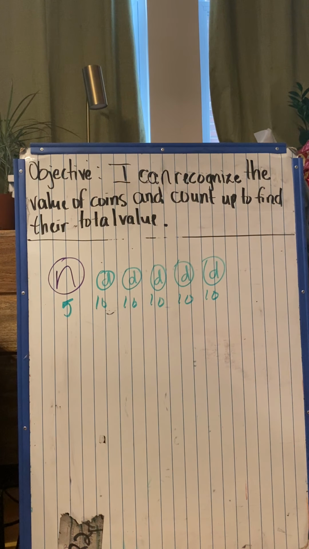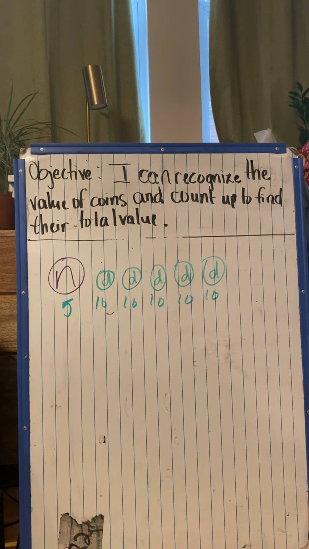Now this time I'm going to exchange my 1 nickel for a quarter. This time I'm going to have a quarter. So that means it's 25. Skip count with me. 25, 35, 45, 55, 65, 75 cents. Awesome job.